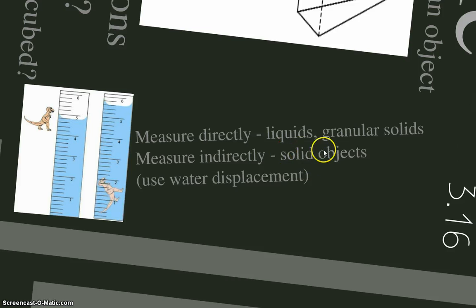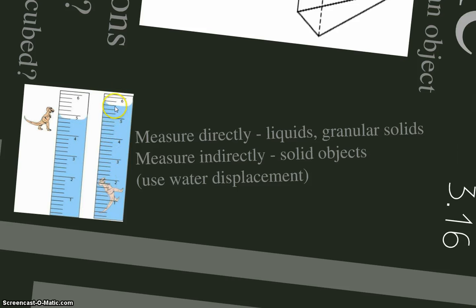But if we have a solid object that's irregular, meaning not a cube, not a sphere, we can use water, okay, to help us measure the volume. So here's our dinosaur guy. We measure how much water we start with, and then we put our dinosaur guy in. And what we find out, and you might have found this out if you've ever taken a bath before, is that when you put something in water, it displaces the water. So it makes the water level rise.